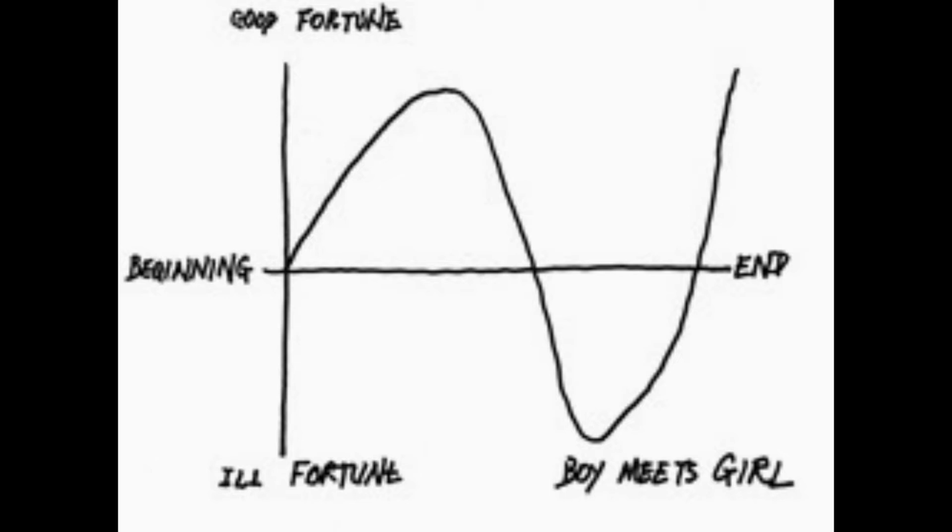However, some sort of mishap occurs. Something happens that they didn't anticipate, where the person falls down. Something bad happens to them. They need to get themselves back up out of it. And in the end, they do. They prevail. They come up on top. Boy meets girl.